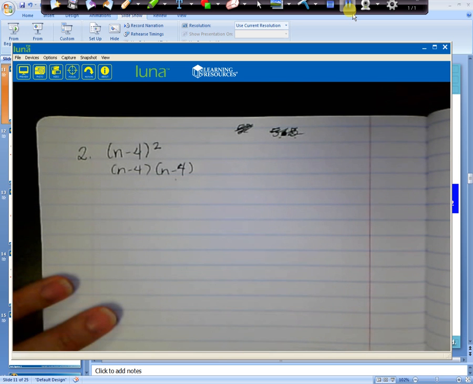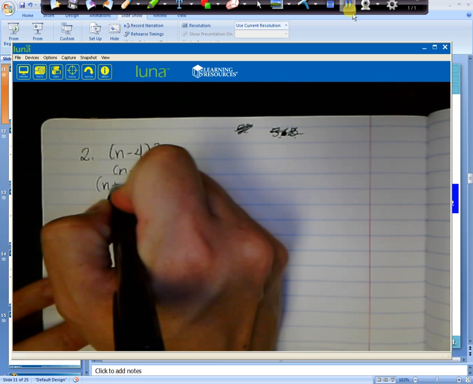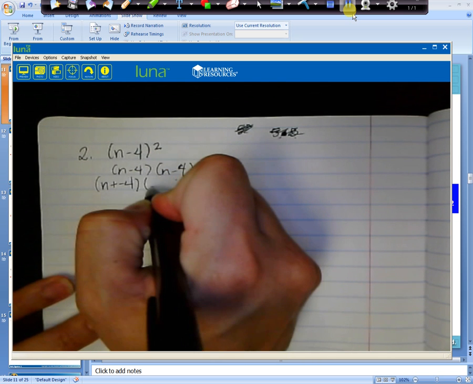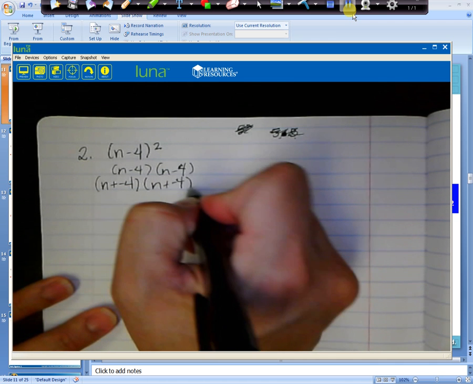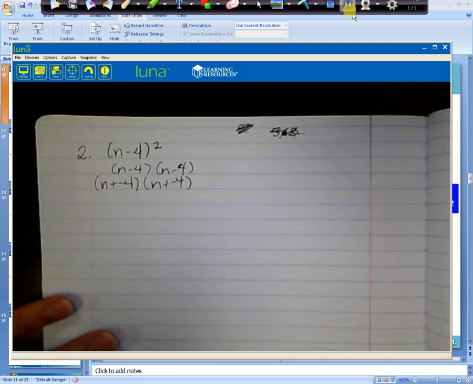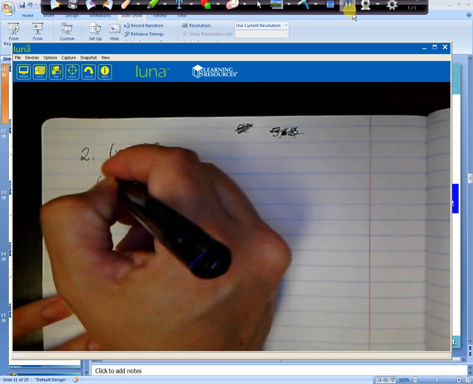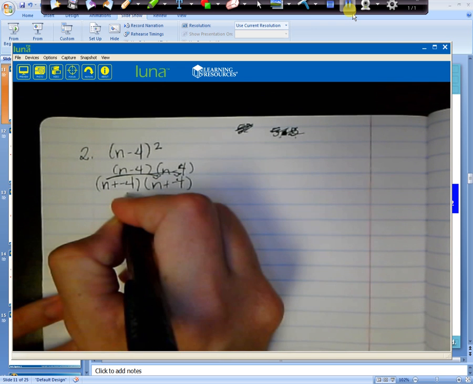So I'm going to go ahead and add the opposite here. I'm going to rewrite my problem again, and I'm going to say n plus a negative 4 times n plus a negative 4. Because again, when I distribute, I always need to add the opposite. It saves a lot of trouble in the long run. So now I'm going to put in my arrows. I should have skipped a line, and I'm sorry, it's kind of sloppy.